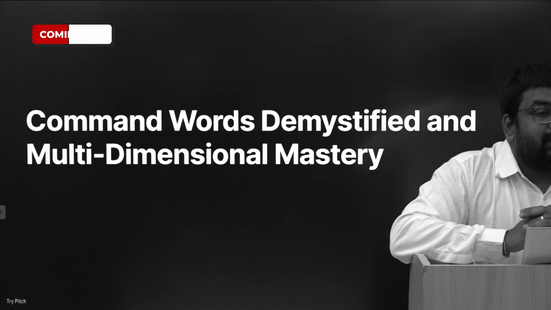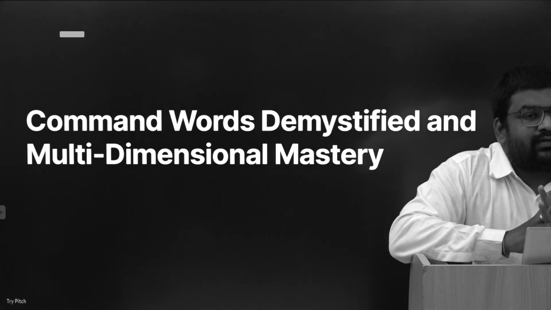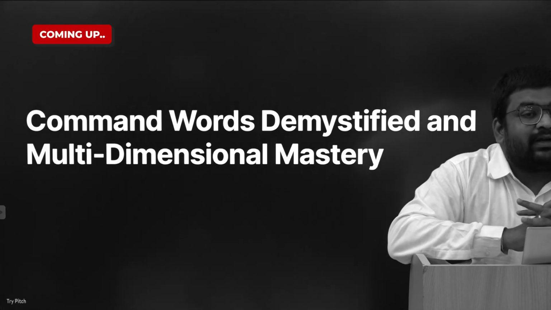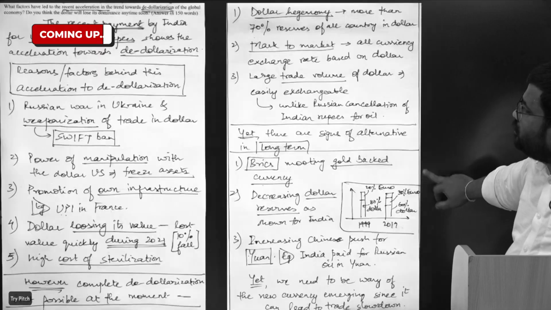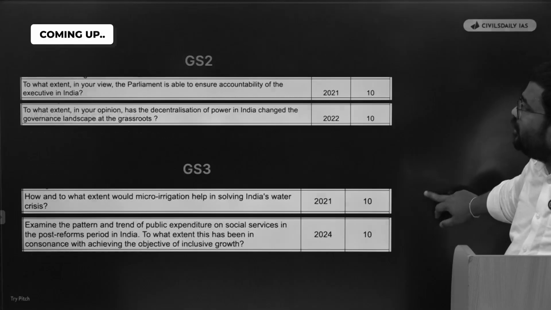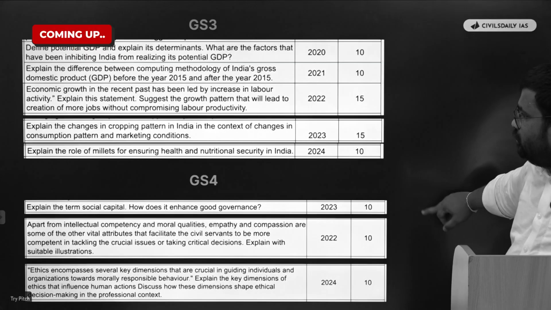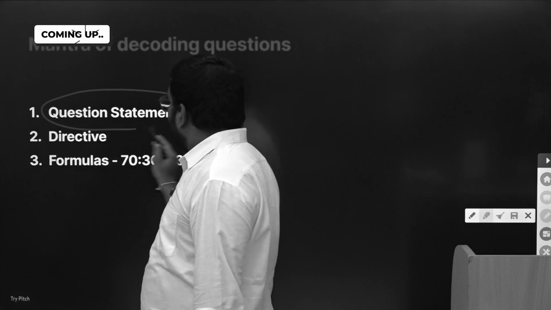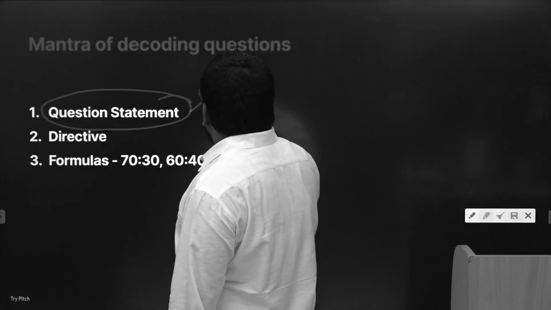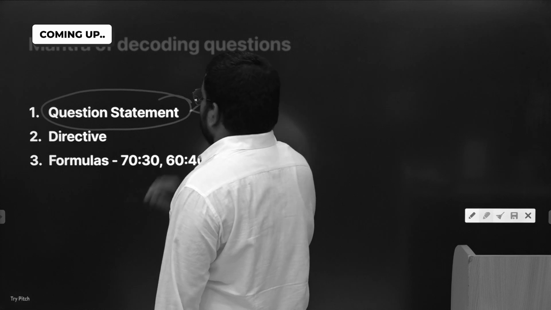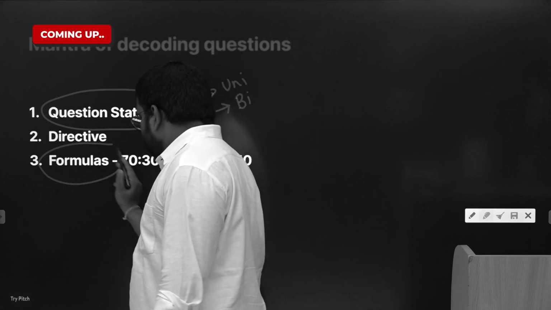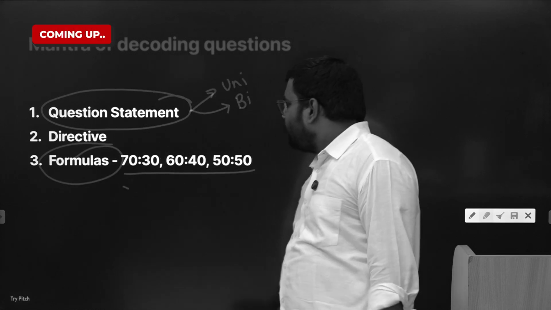Discussing the command words, that is the directives in the question, and the second aspect is how you can utilize those directives to structure your answer. Two important aspects with respect to answer writing, as far as directive and structuring is concerned: one is the question statement, whether it is unidirectional or bidirectional. And second, the formulas: 70-30, 60-40, 50-50.